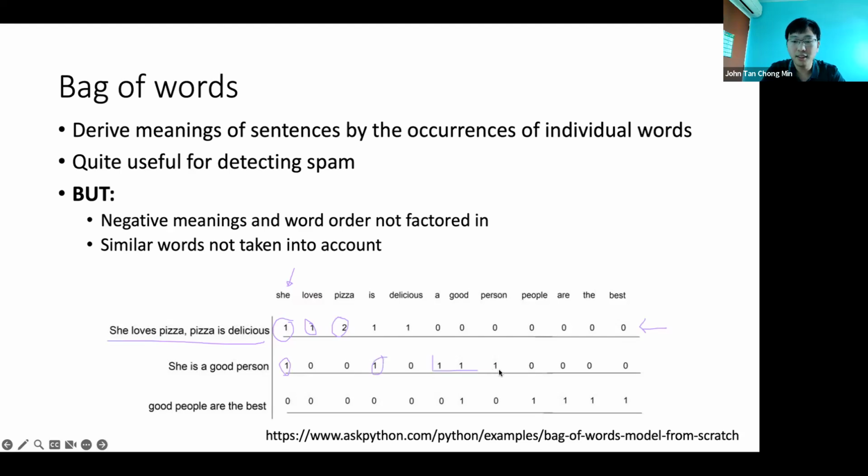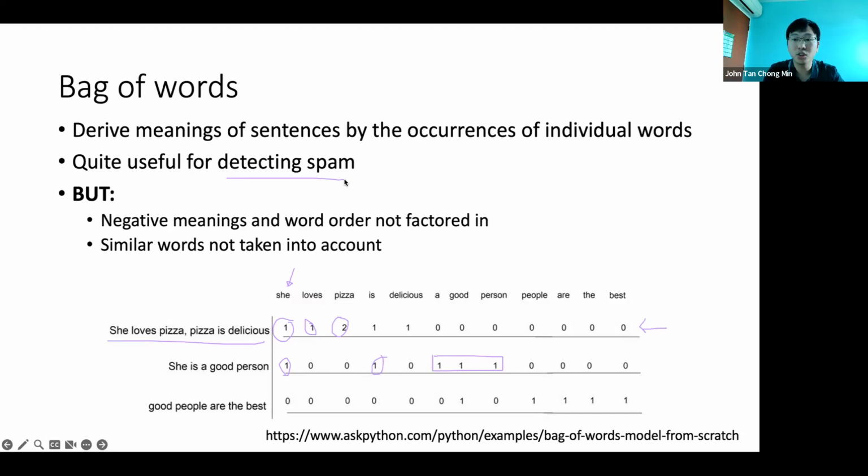So you can fit this later into some classifier systems, to see whether, for example, this sentence is spam or not spam. In the earlier days of spam detection, it was all using bag of words, and they just detect whether certain spam words occur. So bag of words is very rudimentary, but quite useful for earlier systems.